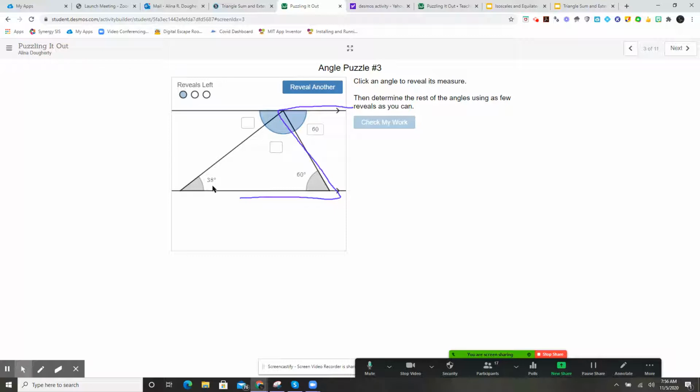So if I know this guy at the bottom is 38, is there another Z I can make? Another alternate interior angle? Beautiful, for sure. The one at the top is 38. And then if I know these two inside the triangle are 38 and 60, how do I find this top angle in the triangle? Yeah, absolutely. So I'm going to get 180 again, and in my calculator, subtract 38, and then subtract 60.